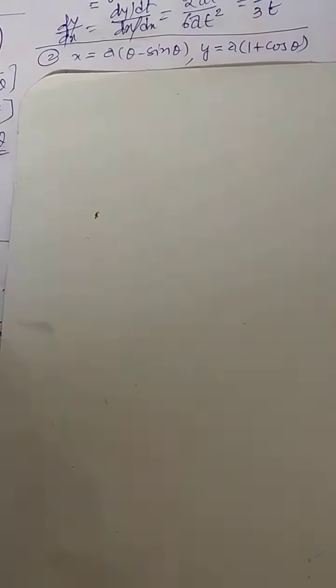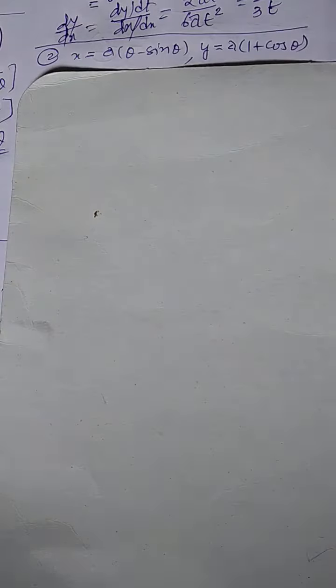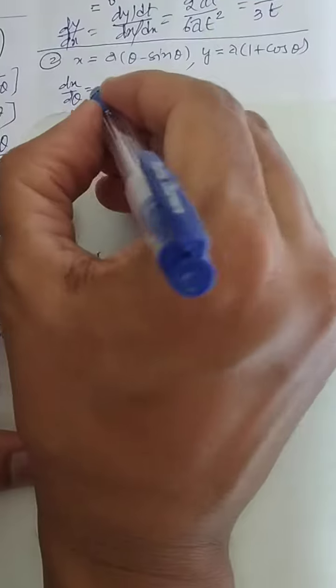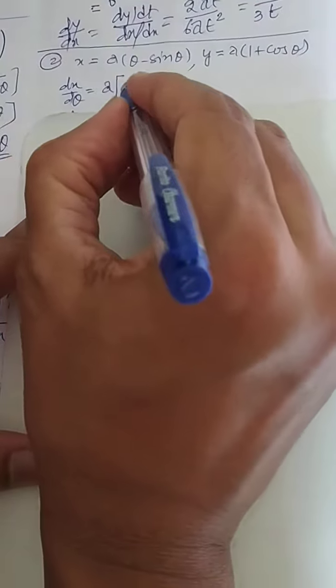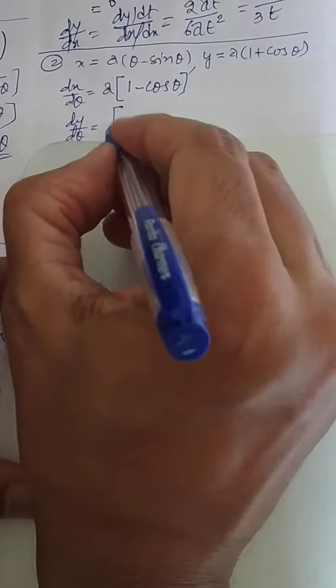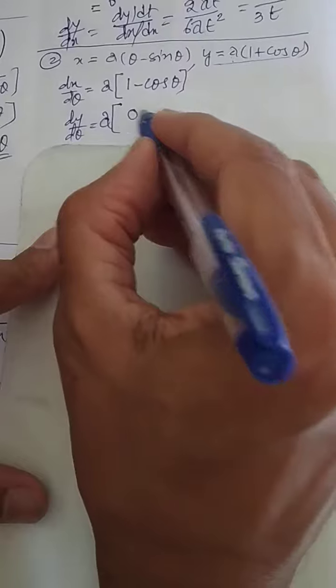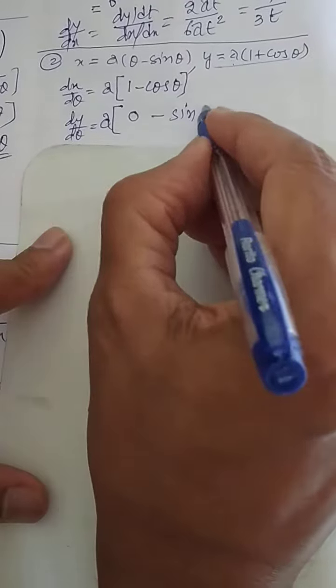Next question is, now x is a function of theta. Y is also a function of theta. So I should first find the differentiation of this with respect to theta. A being a constant, it will be outside. Here it is 1 minus cos theta that will come. Similarly here also a will come. I am talking about dy by d theta. This is 0 minus sin theta.